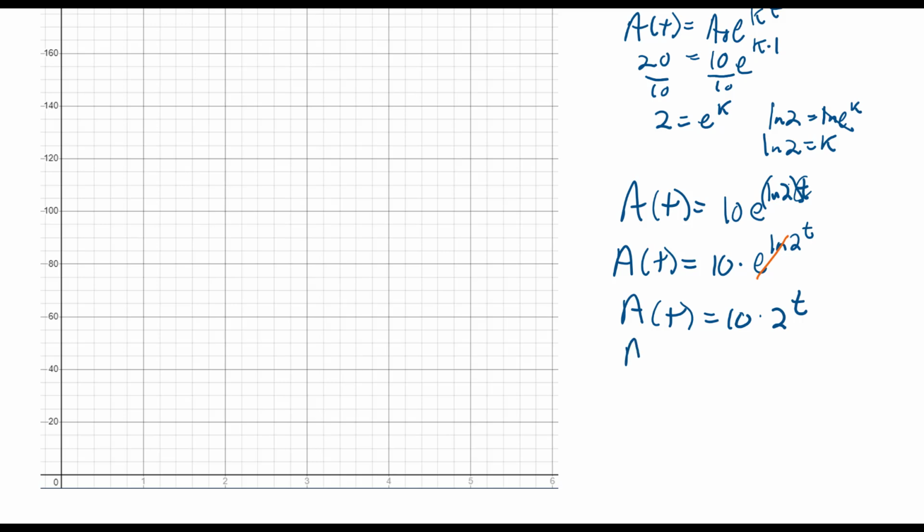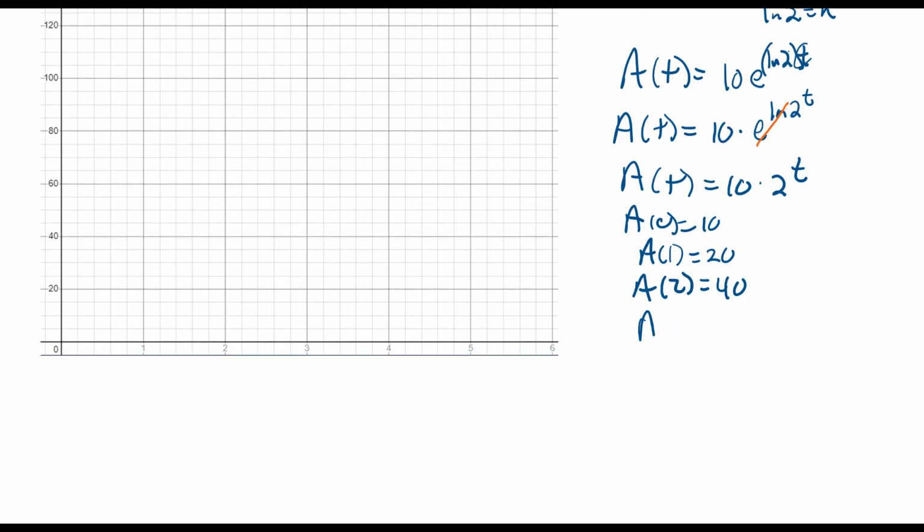And so we know A at 0 is going to be 10, and A at 1 is going to be 20, as we talked about. A of 2 is going to be doubling that, so 2 to the 2 is 4, so 40. A of 3 doubles again, it's going to be 80. A of 4 is going to be 160. A of 5 is going to be 320. So we're getting beyond where my graph goes.